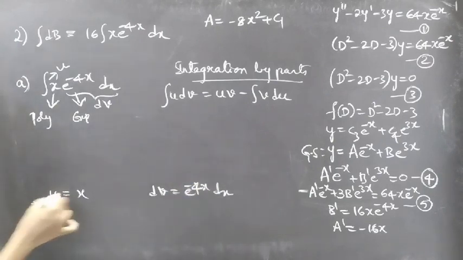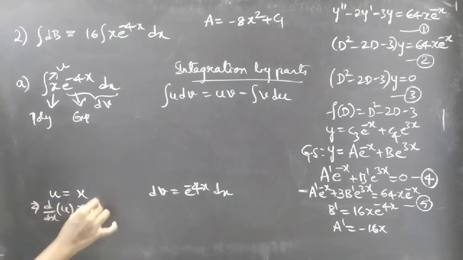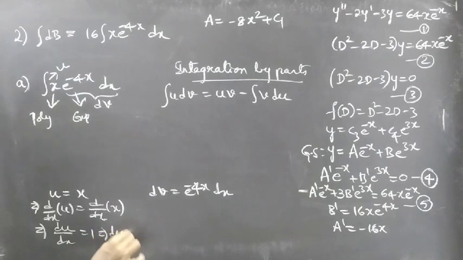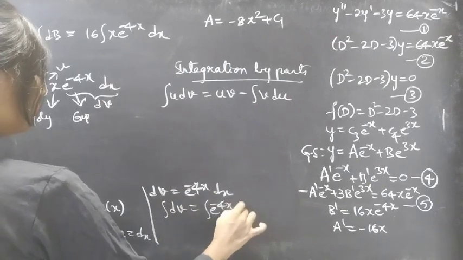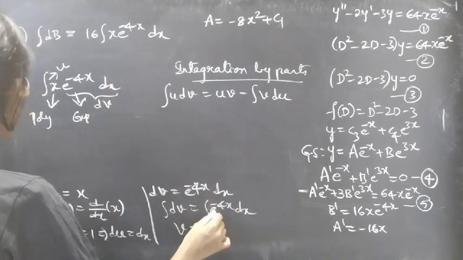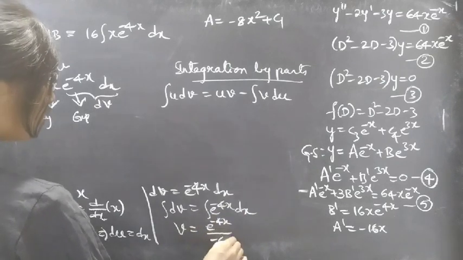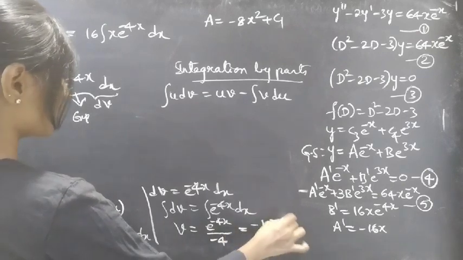Differentiate u equal to x with respect to x. We'll get du by dx equal to derivative of x with respect to x, which is 1. This gives us du equal to dx. And here we are going to integrate on both sides to find v. We'll get v equal to integral e power minus 4x dx, which is e power minus 4x by minus 4, or minus 1 by 4 into e power minus 4x.